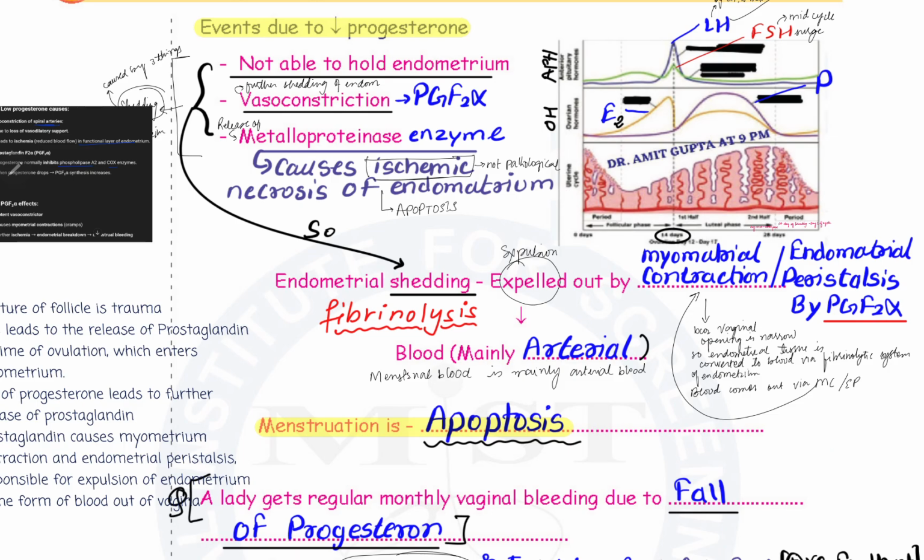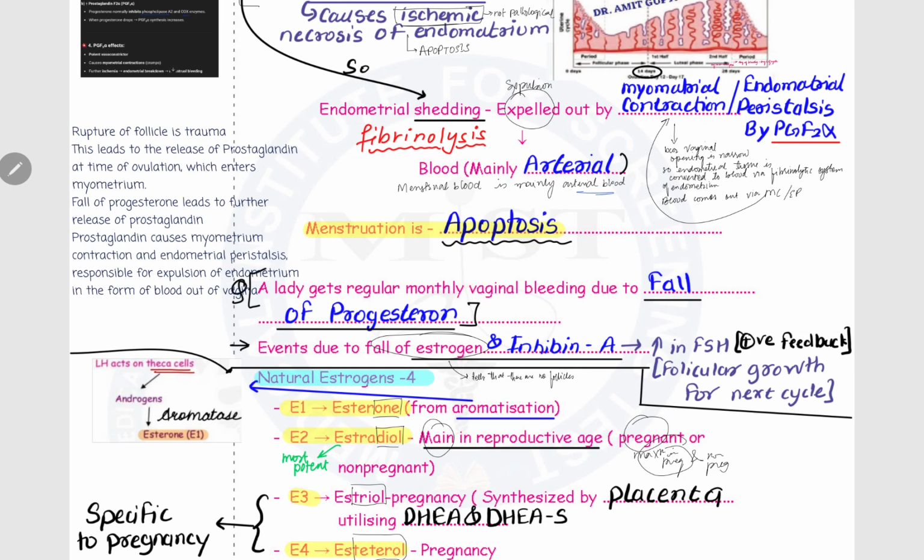So what happens? Fibrinolysis occurs via the fibrinolytic system. So blood comes, and which blood is it? Mainly arterial blood. Menstrual blood is mainly arterial blood. Menstruation is apoptosis, not a pathological process.